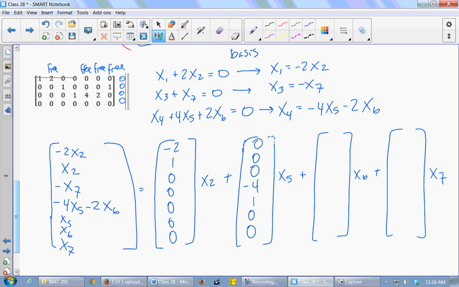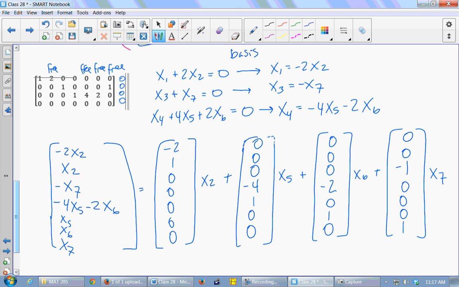x6: 0, 0, 0, negative 2, 0, 1, 0. And x7, I have 0, 0, negative 1, 0, 0, 0, 1.